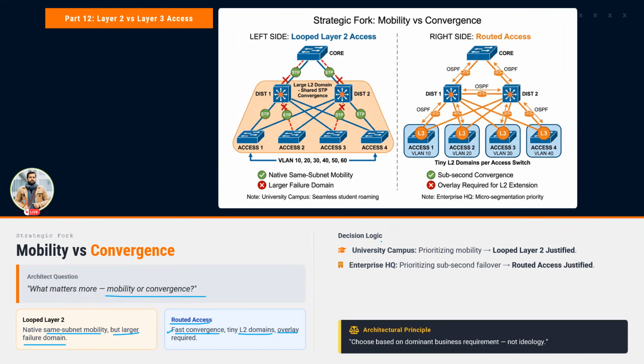So context matters. Absolutely. University campus prioritizing student mobility, looped Layer 2 is justified. Enterprise headquarters prioritizing microsegmentation and sub-second failover, routed access is the right choice. Choose based on dominant business requirement, not ideology or what's trendy.